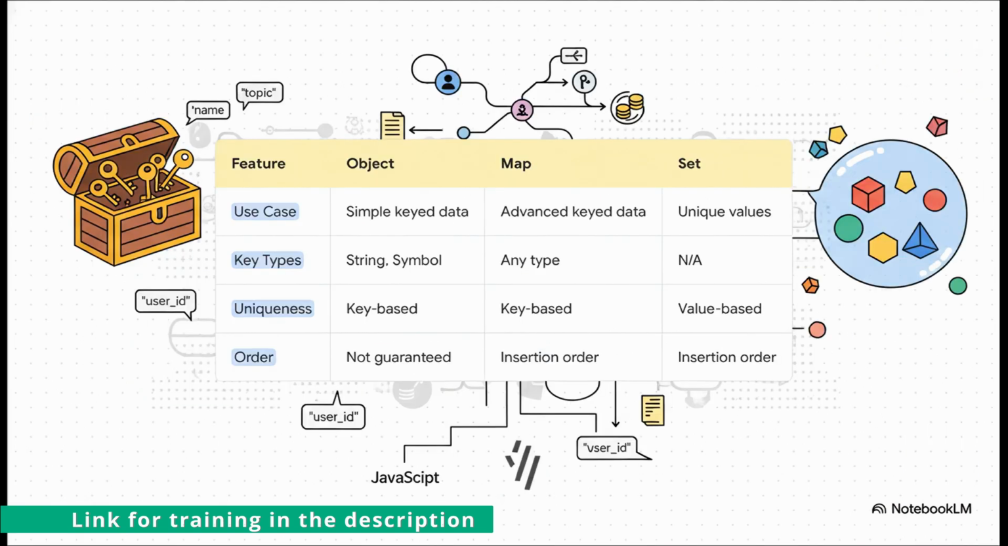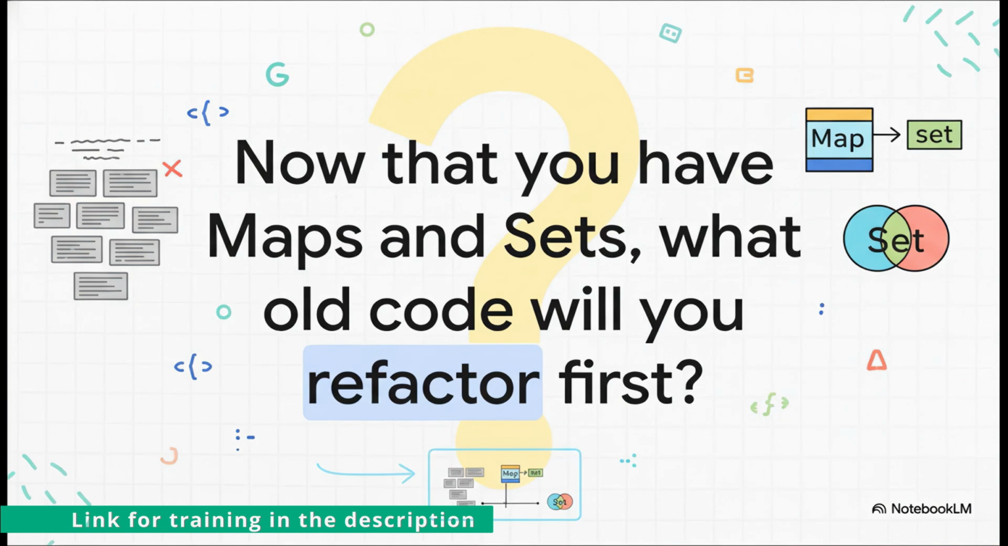Okay, so to wrap this all up, here's a quick little cheat sheet. Use a plain object for your simple string key data, your bread and butter. Reach for a map when you need keys of any type, especially objects, or if you care about the order things were inserted in. And grab a set whenever you need to enforce a collection of unique values, period. And that's pretty much the rundown.